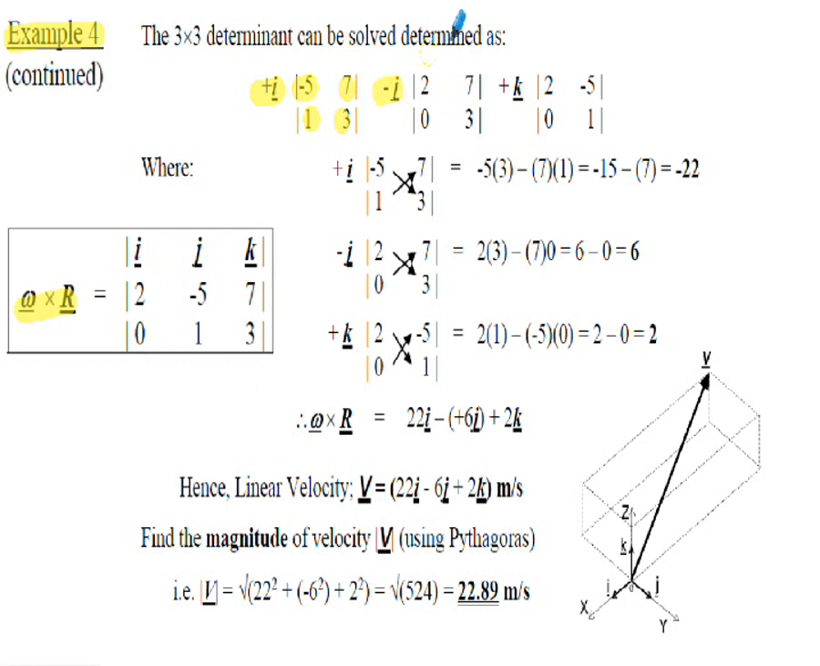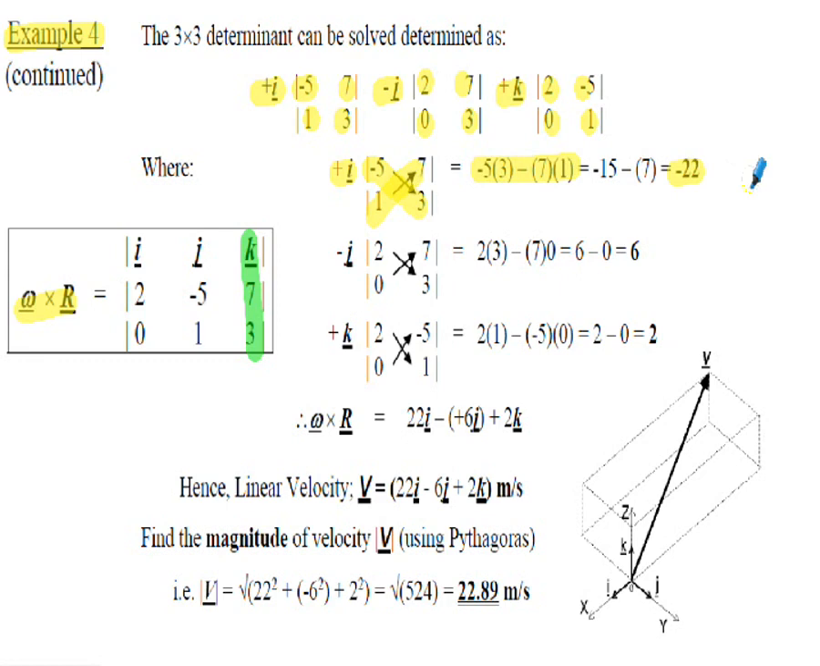The minus J determinant is 2, 7, 0 and 3, and we get that by covering up the column and looking to the left and the right of that column. And then to find the plus K determinant, that's 2, minus 5, 0 and 1, and we find that by covering up the K column and looking to the left for the coefficients. So the I determinant is minus 5 times 3, take away 1 times 7, arithmetic is shown here, gives a value of minus 22.